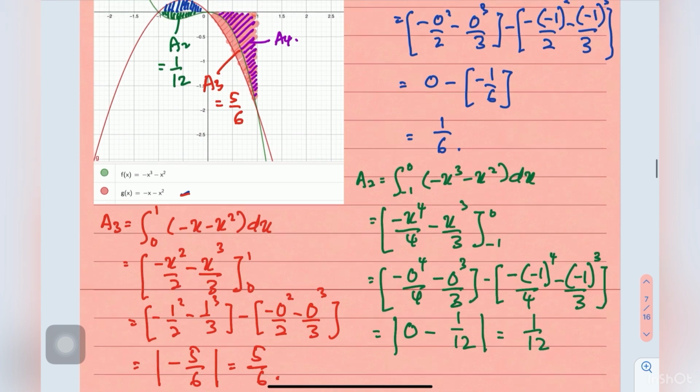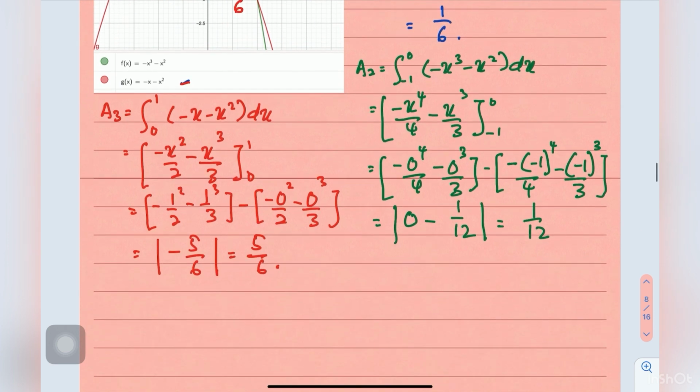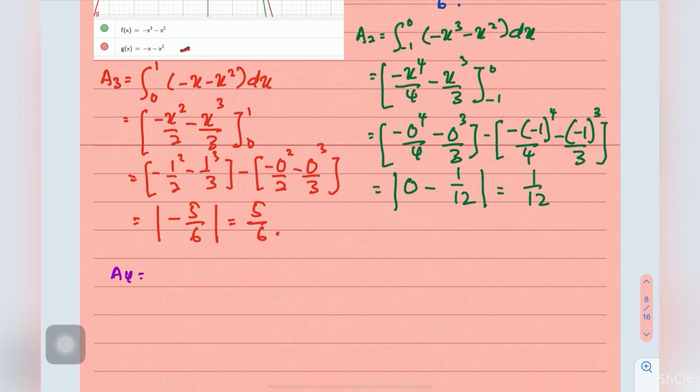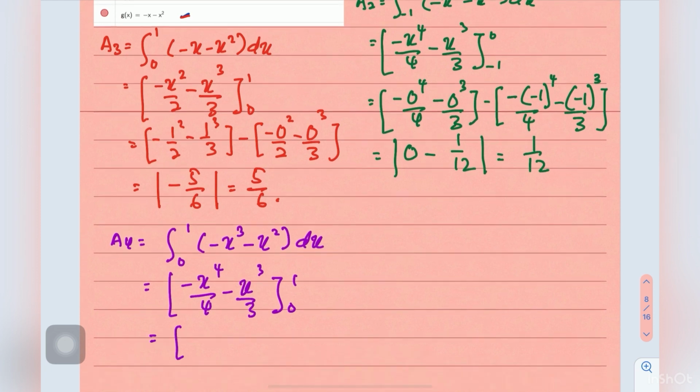Okay, finally we are going to find A4. A4 is the integral from 0 to 1 of the cubic function, negative x cubed minus x squared dx. That equals negative x to the 4 over 4 minus x cubed over 3, from 0 to 1. It will be negative 1 to the 4 over 4 minus 1 cubed over 3, minus, negative 0 to the 4 over 4 minus 0 cubed over 3.